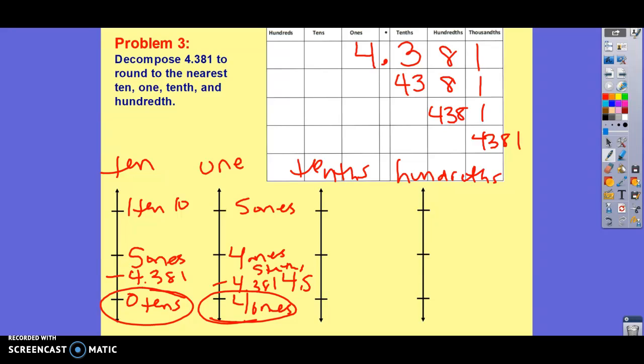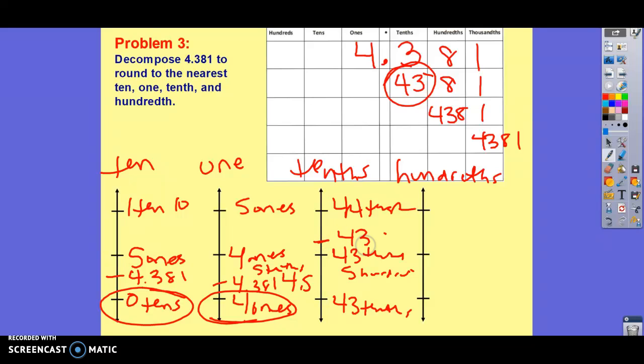Let's do the tenths. In our tenths place we have 43, so we're either going to round to 43 tenths or 44 tenths, with our midway point being 43 tenths, 5 hundredths. And 43 tenths, 8 hundredths will be more than 43 tenths, 5 hundredths. So we're going to round to 44 tenths.